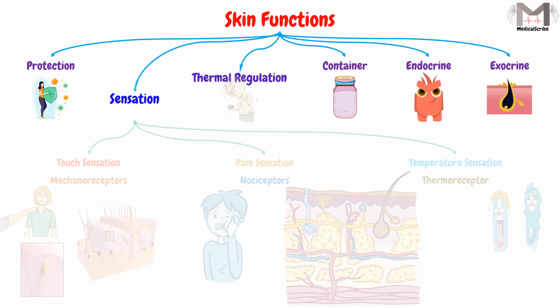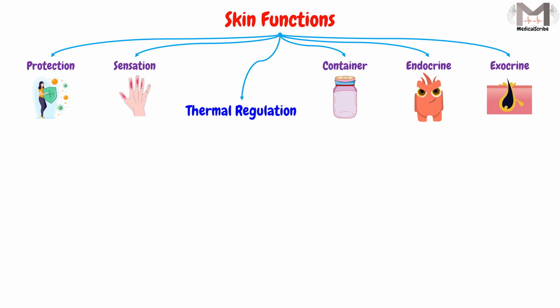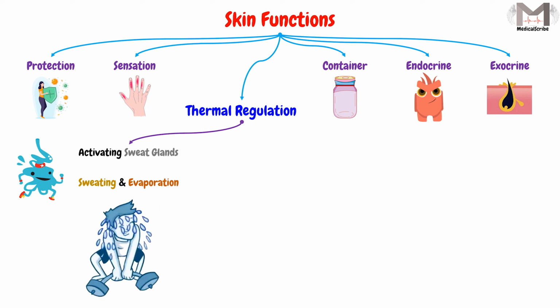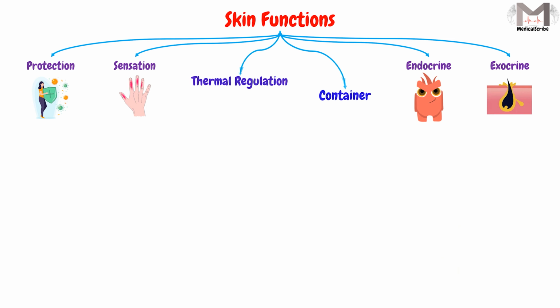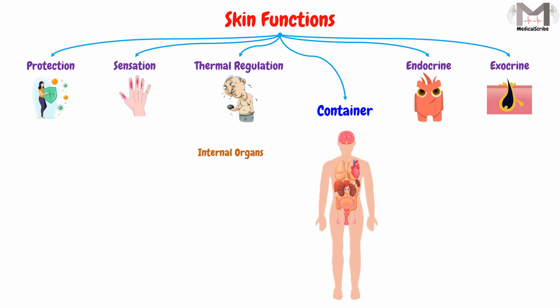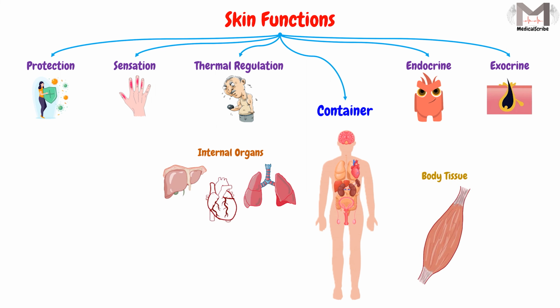Thirdly, the skin helps in the thermal regulation process of the body, which is achieved mainly in 2 ways. The first one is by activating the sweat glands, so by sweating and evaporation of the sweat, and the second one is by dilation and constriction of the superficial blood vessels. So that's regarding the thermal regulation function of the skin. The fourth function of the skin is that it is considered a container for the internal organs, the body tissues, and the substances, and everything under the skin will be contained by it.